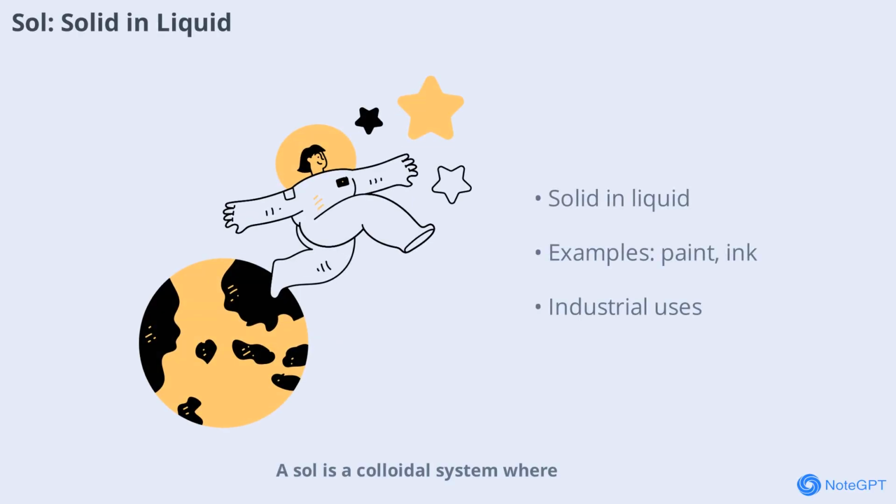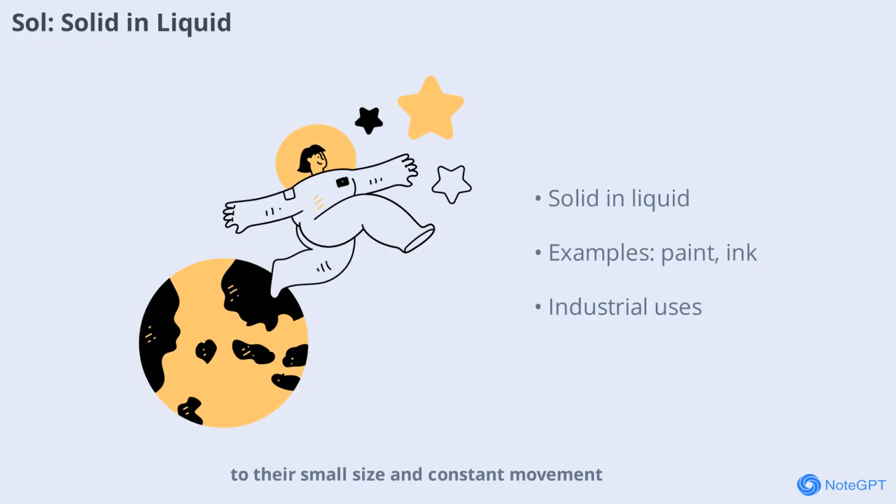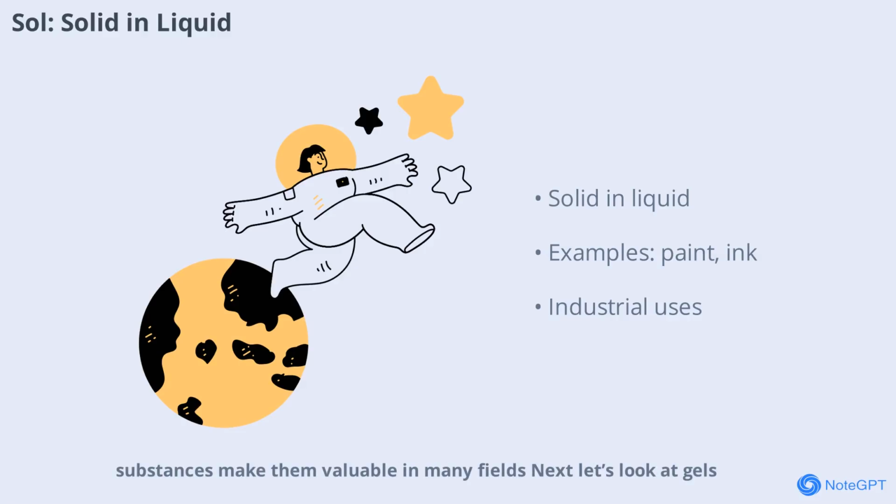Sol is a colloidal system where solid particles are dispersed in a liquid medium. Common examples include paints, inks, and blood. The solid particles remain suspended due to their small size and constant movement. Sols are often used in industrial processes, such as the manufacture of ceramics and pharmaceuticals. Their stability and ability to carry other substances make them valuable in many fields.